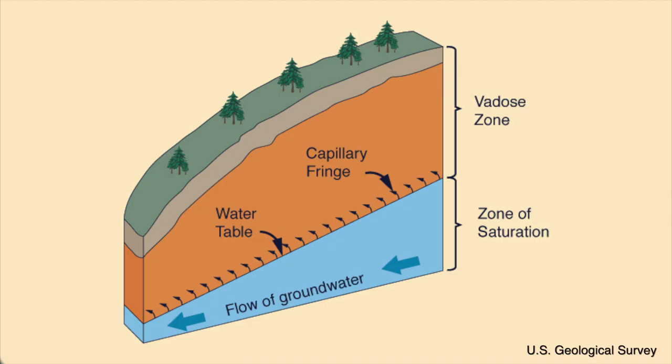While on land, runoff separates into surface water and subsurface water. In turn, subsurface water is of two types: one, unsaturated flow, and two, saturated flow. Unsaturated subsurface flow lies within the vadose zone. Saturated subsurface flow lies within the zone of saturation.